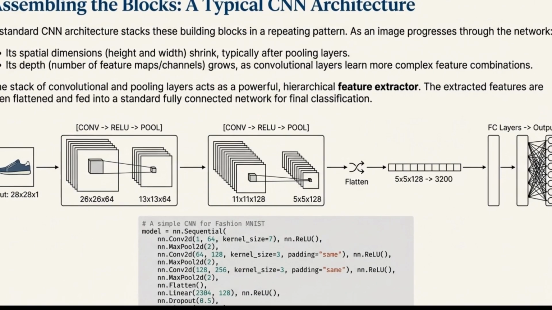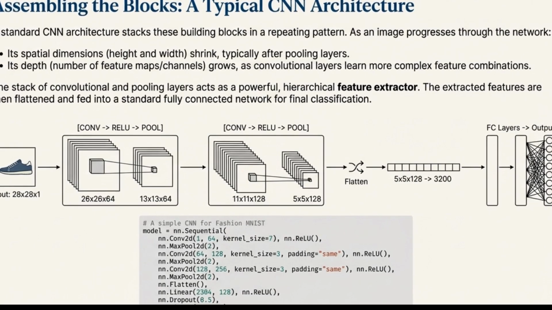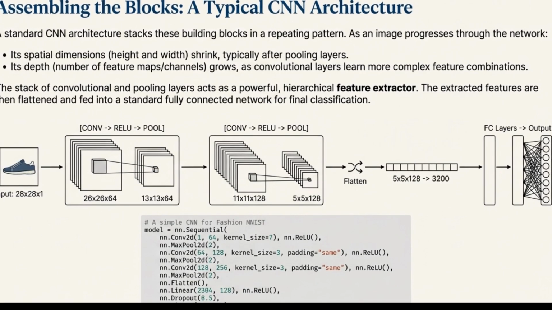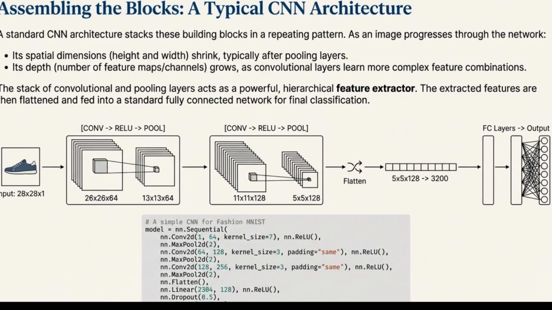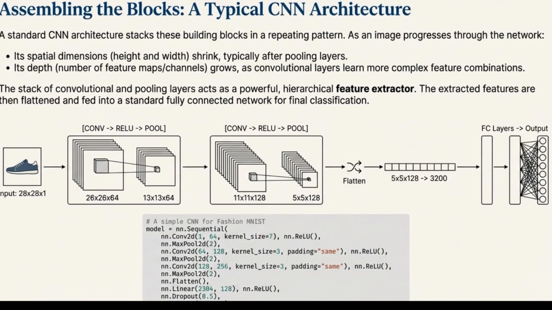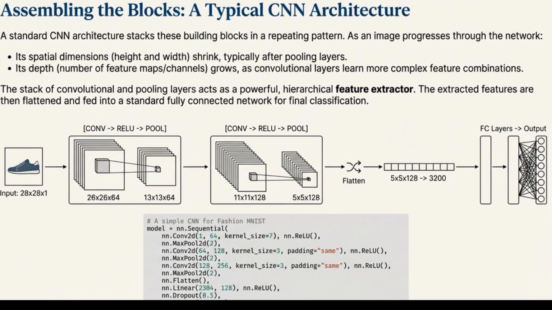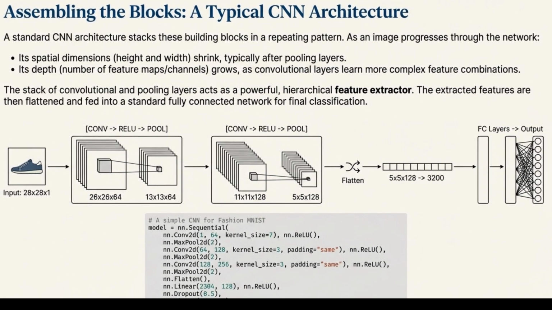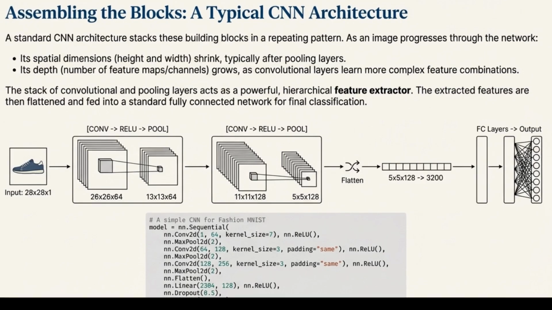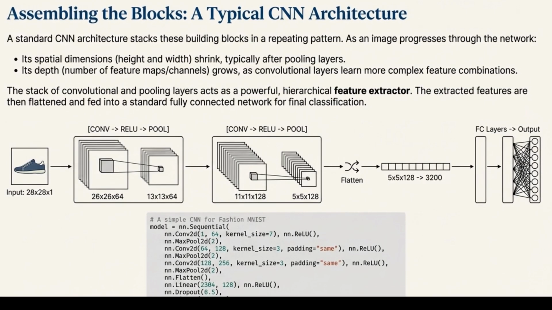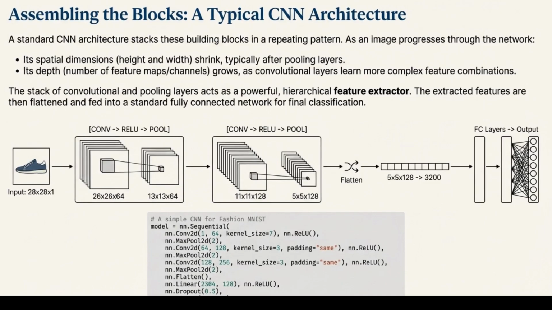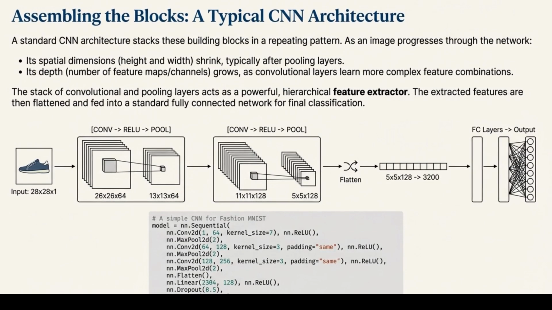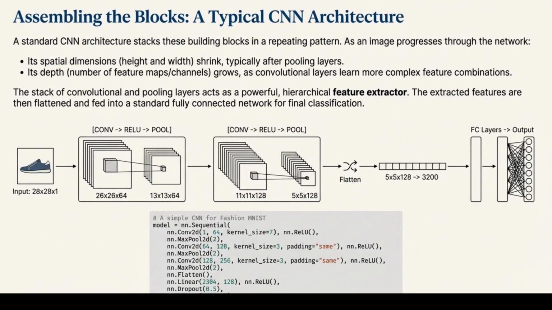Second, the network's depth, meaning the number of feature maps or channels, grows. The network starts with just one input channel, but by the end of the first block, it has 64 feature maps and later 128. This growing depth allows the network to learn increasingly complex combinations of features. The entire stack of convolutional and pooling layers acts as a powerful, hierarchical feature extractor. Once these rich, high-level features have been extracted, the feature maps are flattened into a single vector, and this vector is then fed into a standard fully connected FC network for final classification.